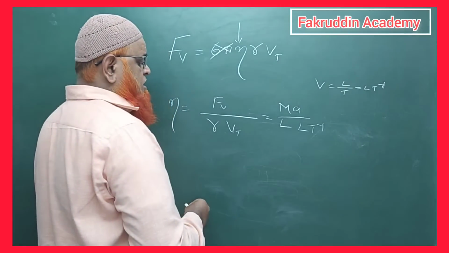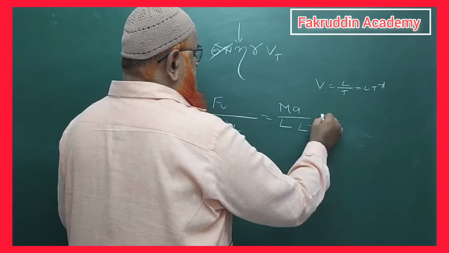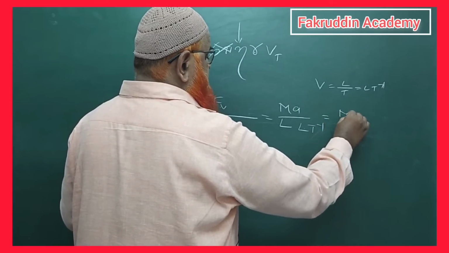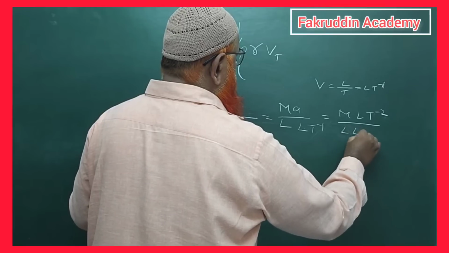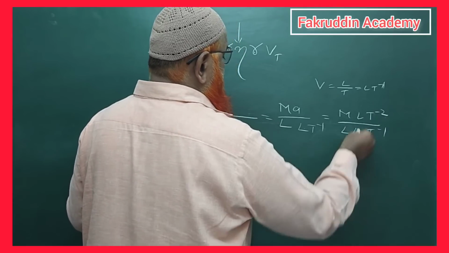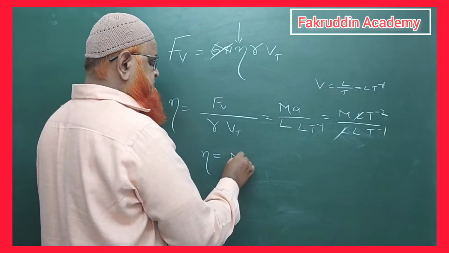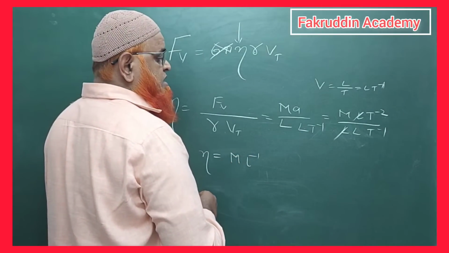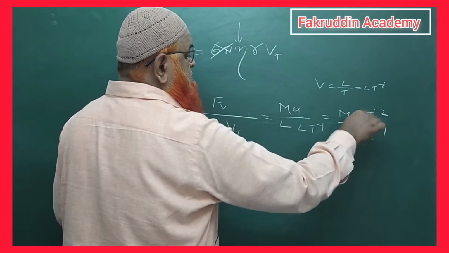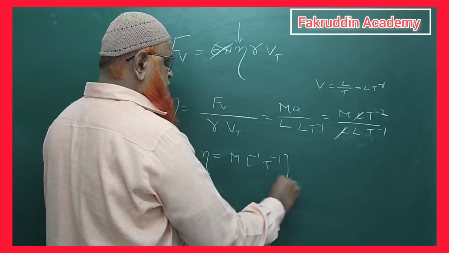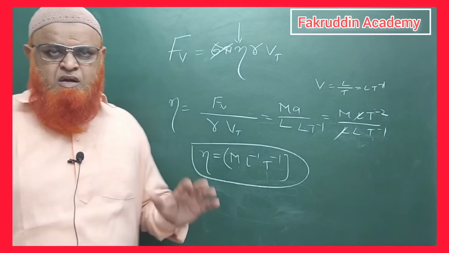So the final formula I am getting here is this one. The acceleration formula is LT power minus 2, divided by L into T power minus 1. So L and L get cancelled. The remaining things for the coefficient of viscosity is M L power minus 1, and this comes to the numerator, becomes T power plus 1. Minus 2 plus 1 is going to be minus 1. So we got the dimensional formula for the coefficient of viscosity.